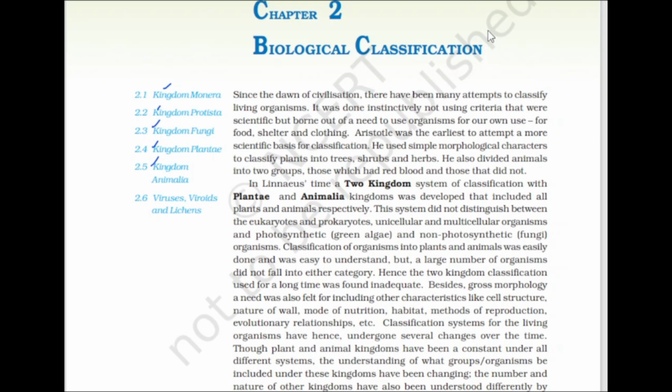So at that time they used to classify animals based on the use of the particular animal. For example, if the animal is providing food, shelter, or clothing, all these are examples of how organisms were classified in earlier days.